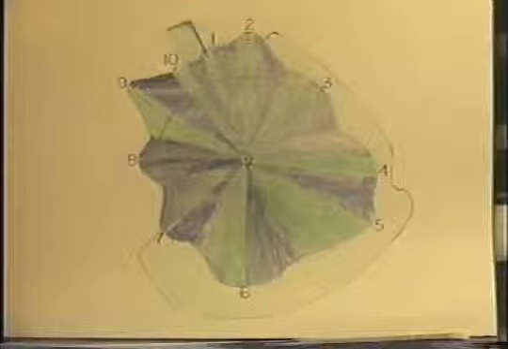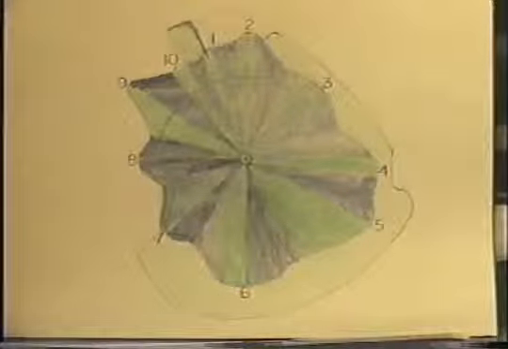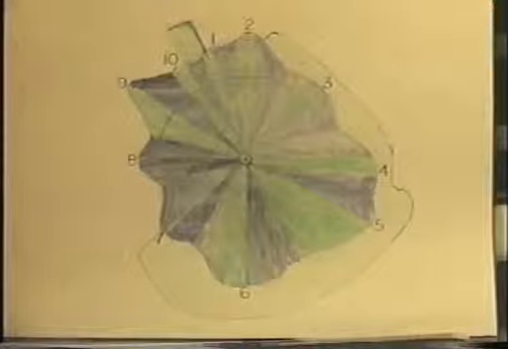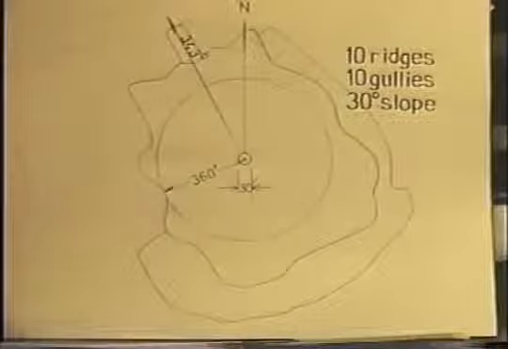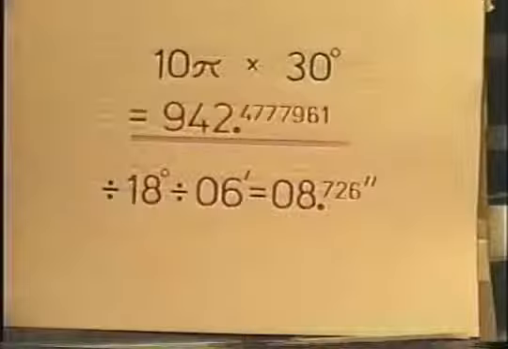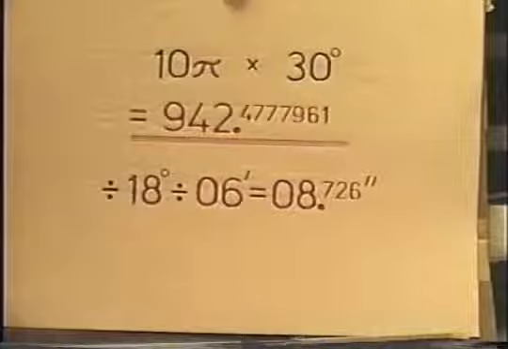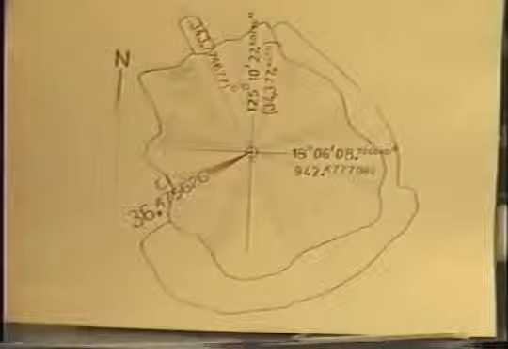And it has been verified. The gullies were deliberately made. They are not the result of natural erosion. Ten ridges, 10 gullies, 30-degree slope. And, of course, the pi ratio. And presto. Its latitude north of the equator.